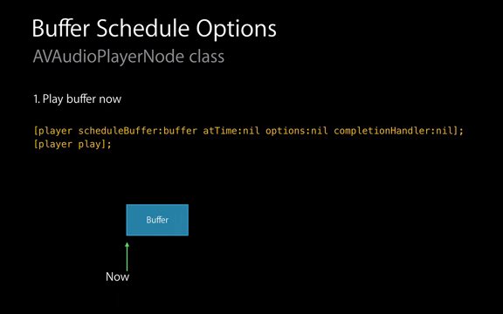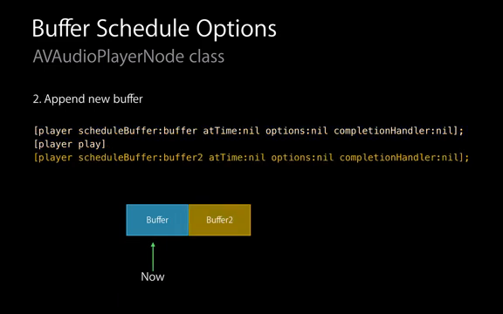In all of the examples that I'm going to talk about now, I'm going to specify nil for the time argument, and that just means that in all of these examples, I'm going to schedule something to play as soon as possible. So let's talk about the first option, and that's when you want to schedule a buffer to play as soon as possible. In that case, all you need to do is schedule a buffer with the option set to nil. You call play on the player, and that buffer gets played.